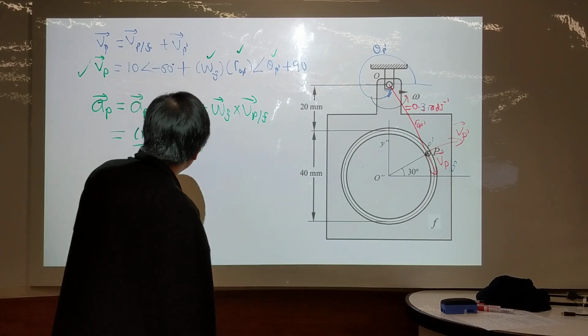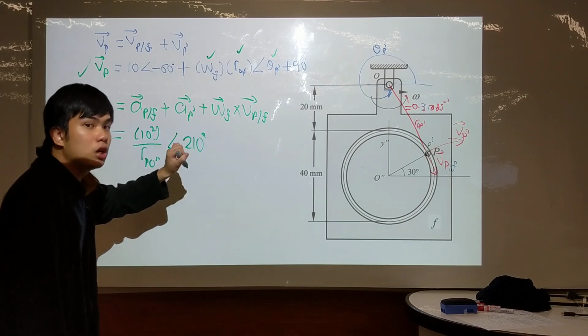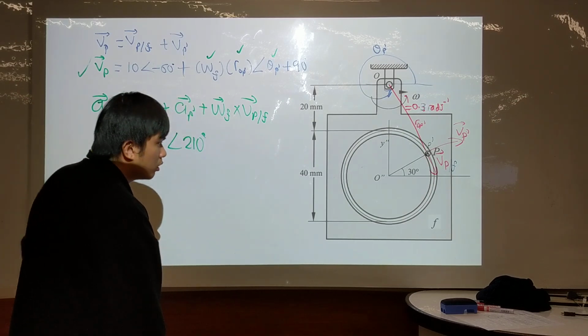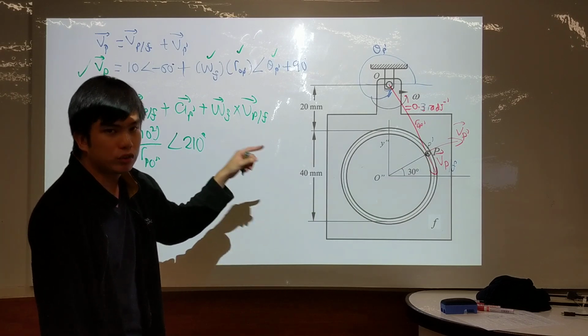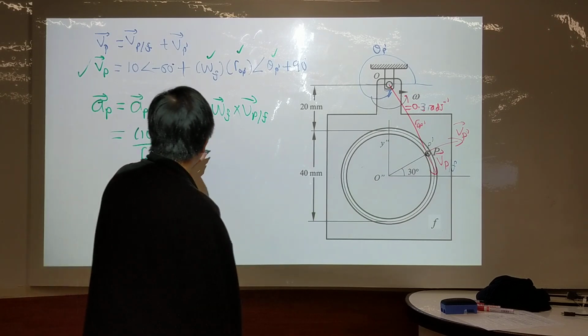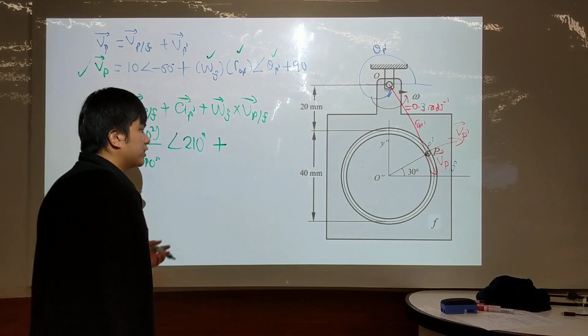Okay? This is the centripetal acceleration of P with respect to F, originating at the origin of O double prime. Now, there's no tangential component because alpha is 0.